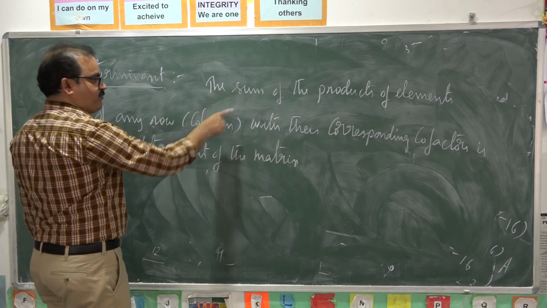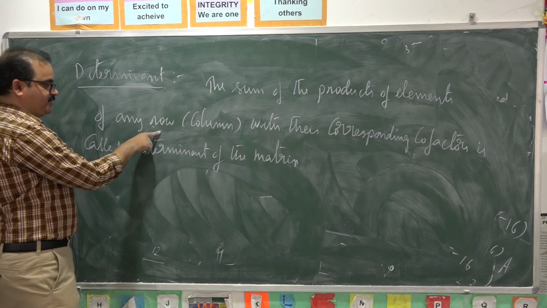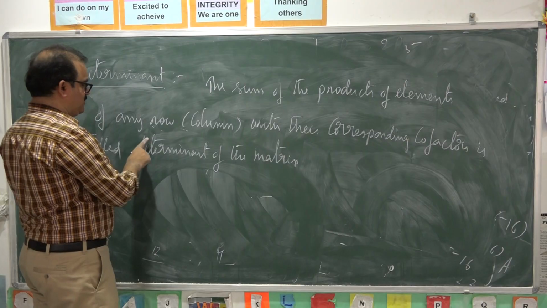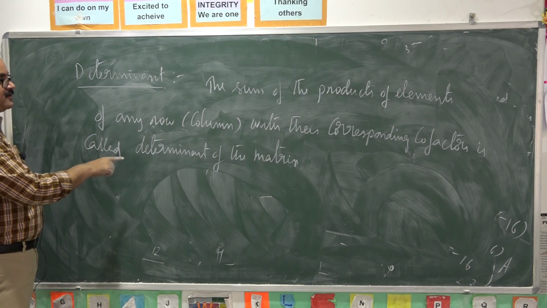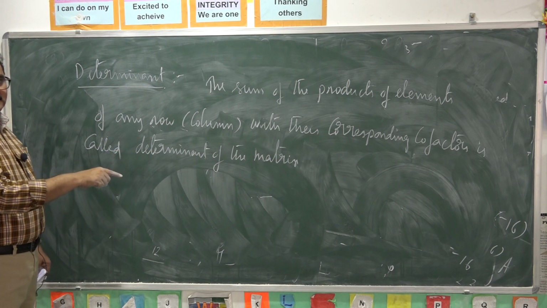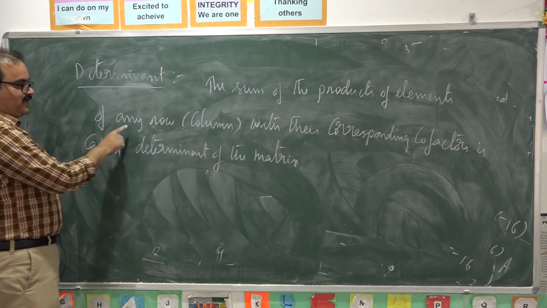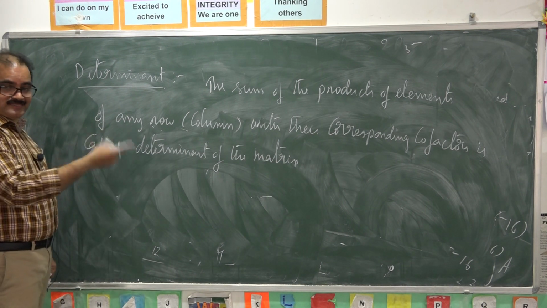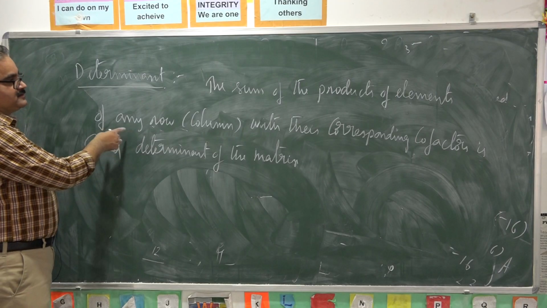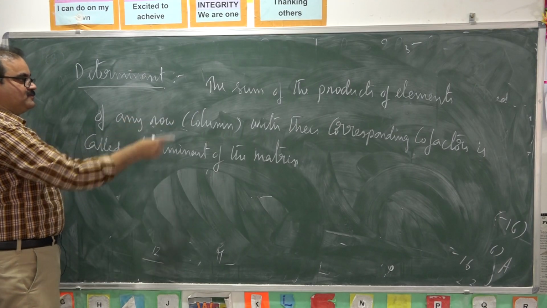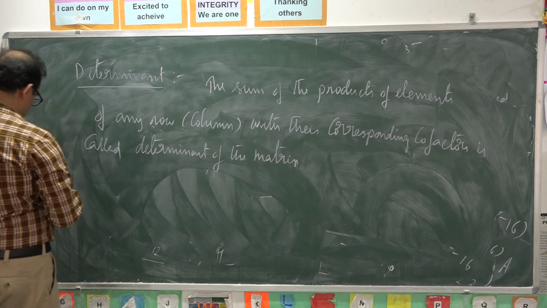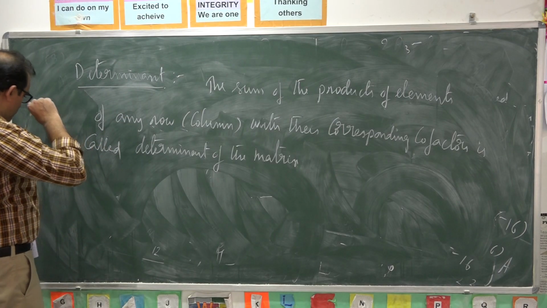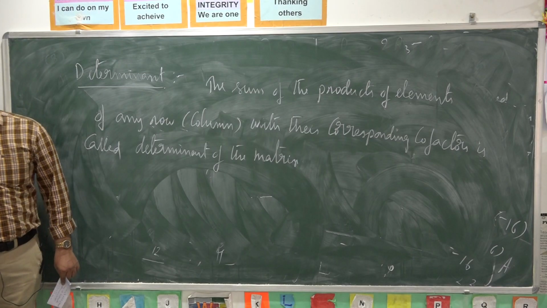The sum of products of elements of any row with their corresponding cofactors. Suppose if you take first row, take all elements, multiply those elements with their corresponding cofactors. Sum of those products is called determinant of that matrix. Now we take one example, how to find determinant of a 3 by 3 matrix.